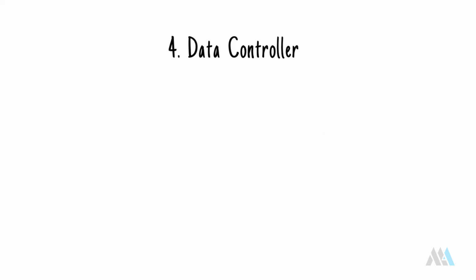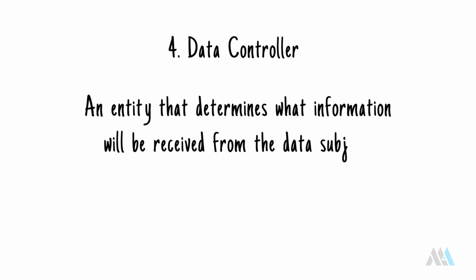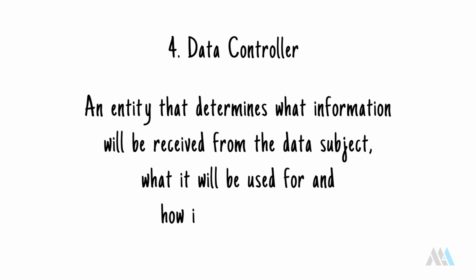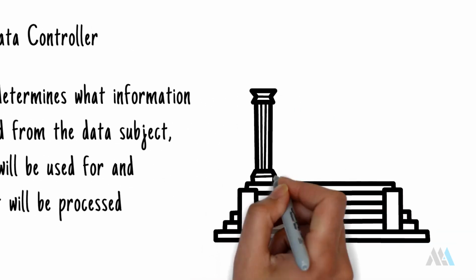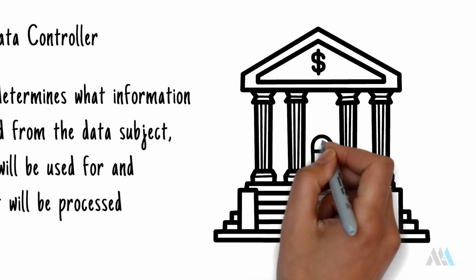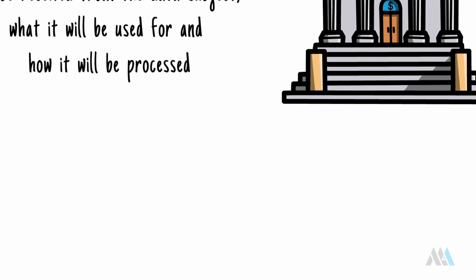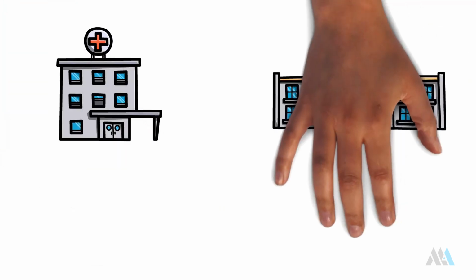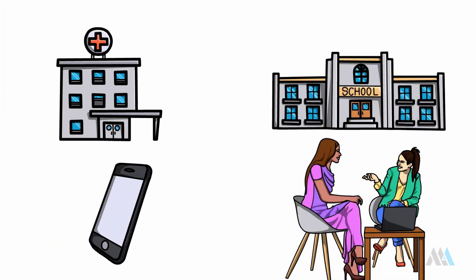The fourth term is data controller. This is an entity that determines what information will be received from the data subject, what it will be used for, and how it will be processed. For example, a bank decides what type of information is required to open a customer account. Further examples of data controllers include hospitals, schools, telecommunication companies, and employers.